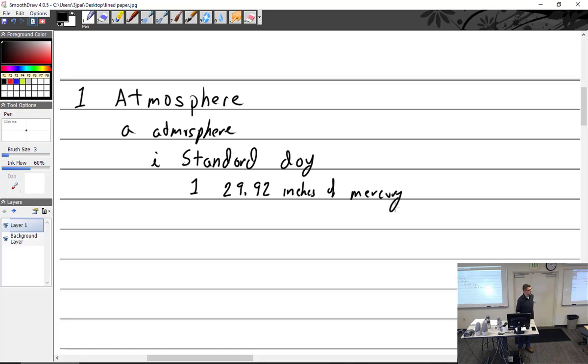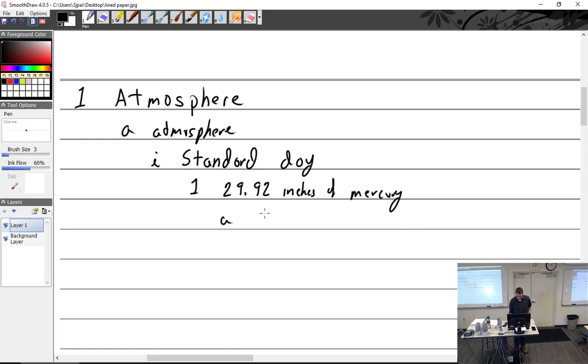What the hell does that mean, inches of mercury? We got a little mercury gauge that would read 29.92 inches. How's that work? As compared to a vacuum. As compared to a vacuum, what the hell is 29.92 inches of mercury?